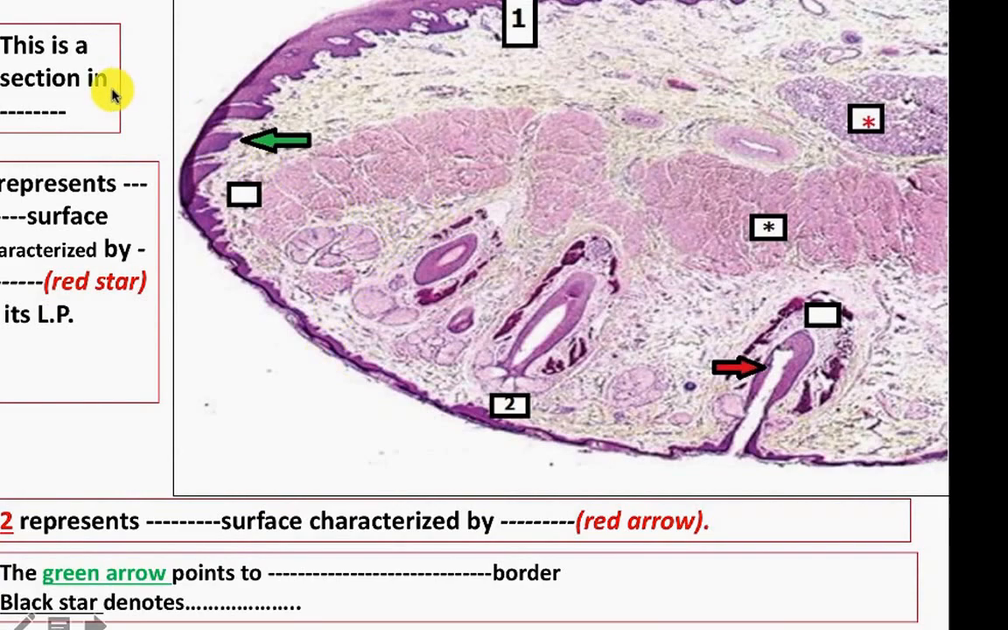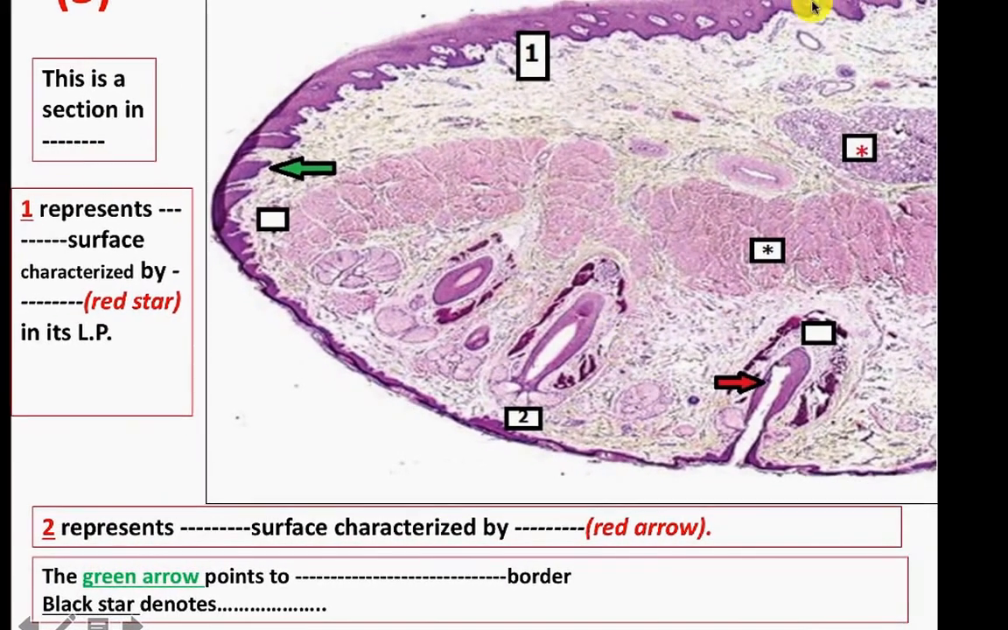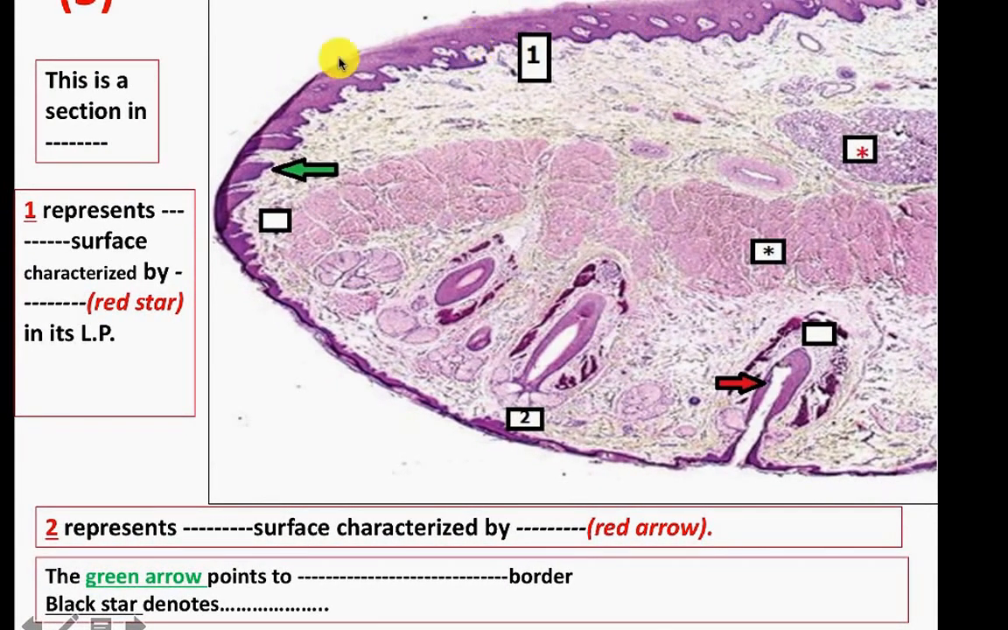Then this is a section in the lip. Why? Because I have mucous membrane, I have a margin with deep papillae, and I have the skin side. So this is a section in the lip, a U-shaped structure. Number one represents the mucous membrane surface, the red star, characterized by labial glands.